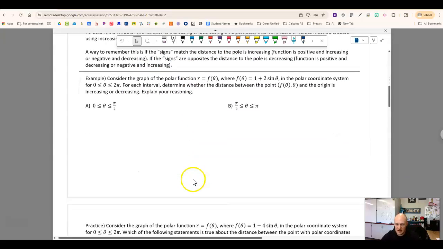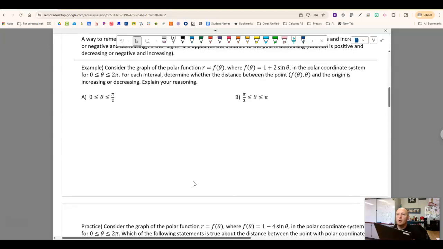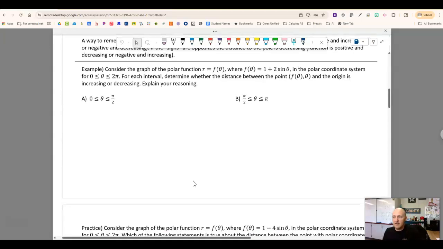So let's go ahead and look at an example. Here we have the polar function r equals f of theta, where f of theta is equal to 1 plus 2 sine theta in the polar coordinate system, 0 to 2 pi. For each interval, determine whether the distance between the point f of theta, comma theta, and the origin is increasing or decreasing, and explain your reasoning.